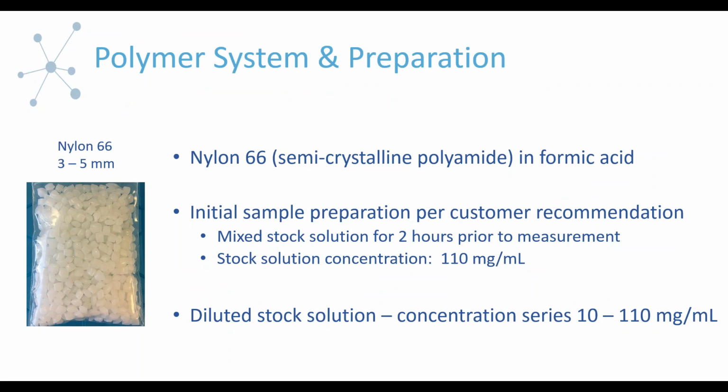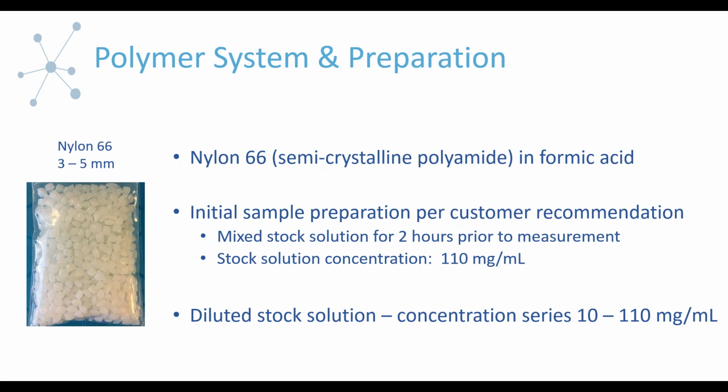Okay, so the data we're going to talk about today, we looked at a polymer system which consisted of nylon 6,6, which is a semi-crystalline polyamide, and we put this into formic acid solution. And I just have an image here on the left showing you the nylon 6,6 in the solid state, giving you an idea of the size of these pellets. So they're odd shaped, sort of rhomboid pellets with dimensions roughly 3 to 5 millimeters each.